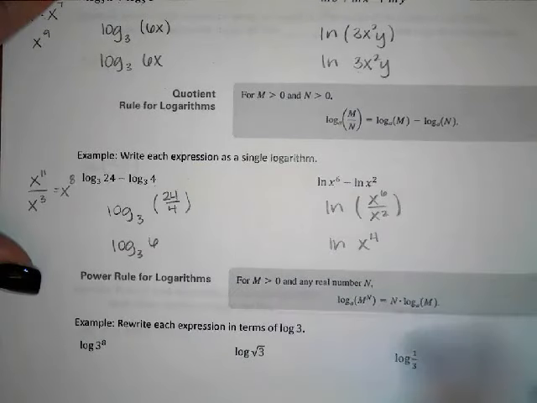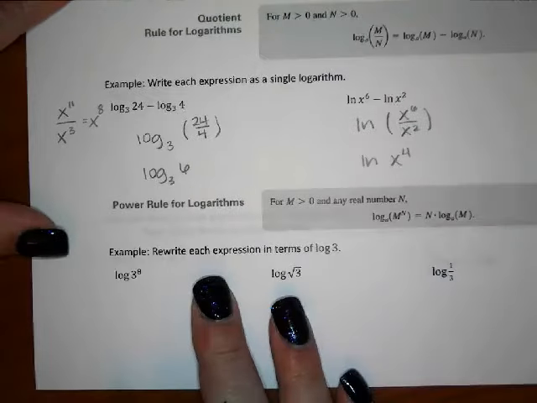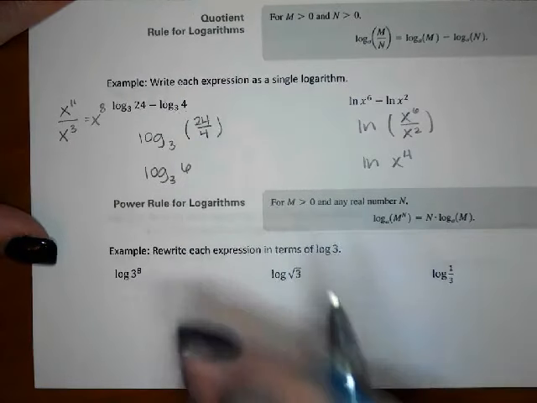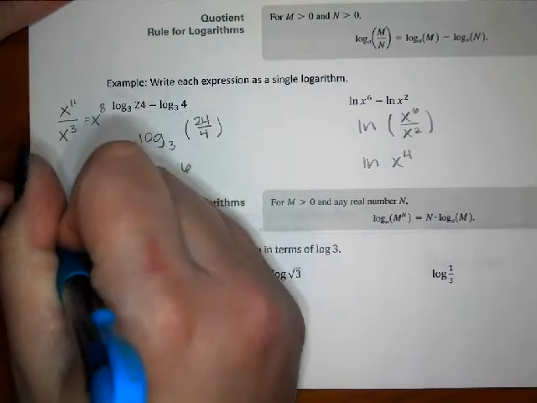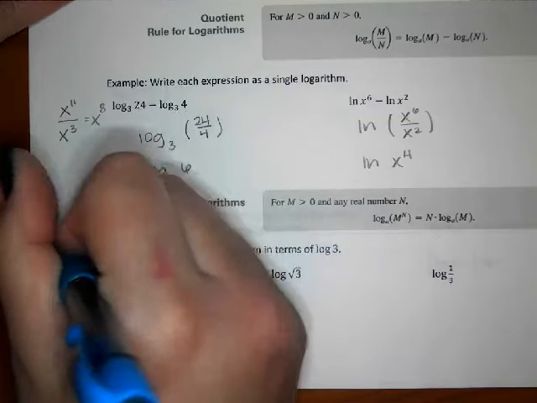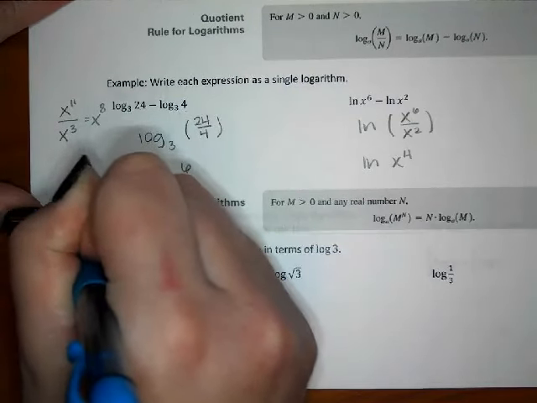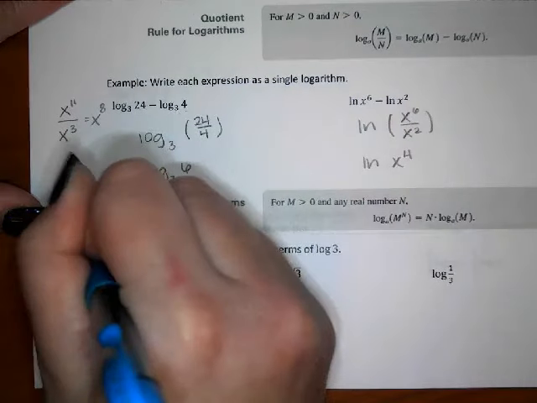All right, the next one is the power rule for logarithms, and this might remind you of the exponential rule where you're raising an exponent to an exponent, but it might not. This one is a little bit more of a stretch. So if we think of x to the 3rd to the 4th, we would multiply the exponents together, x to the 12th.